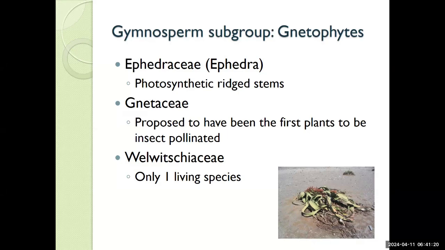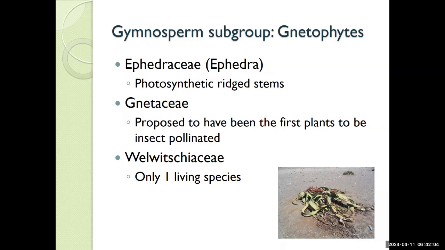This subgroup has three different groups: the ephedras, the Gnetaceae, and the Welwitschiaceae. I won't ask you to spell these moving forward, but the point that I wanted to make here is that all of these are relict species. These are a very limited number of surviving species from an otherwise extinct group. Cool thing about the ephedras is that their entire stems are photosynthetic, not just their leaves. This is very unique. The Gnetaceae were the first plants to be insect pollinated, and there's only one Welwitschia left alive, and that's the picture on the bottom right corner.